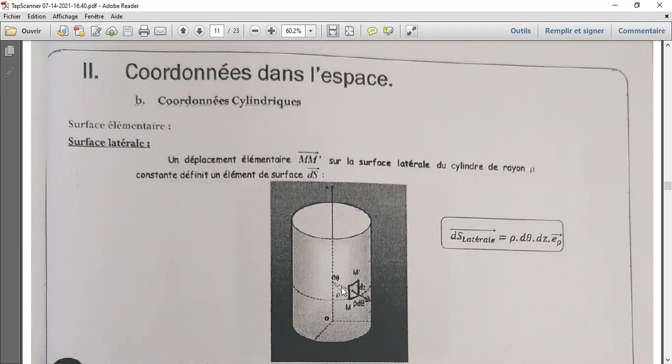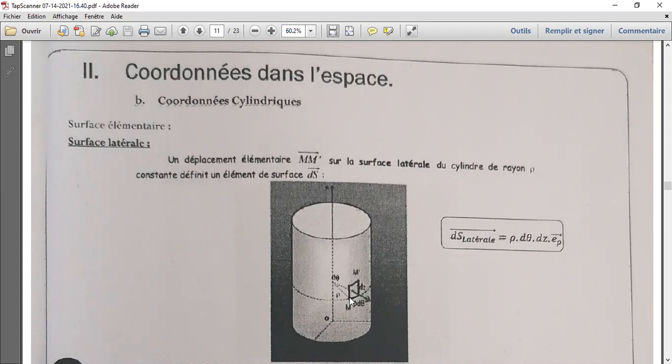If I say calculate the surface lateral, you should know that rho is constant. When I say surface lateral, what you should note is that rho is what? Constant. And when rho is constant, it means that the distance between the point O, which is here on Z, and the point M is always constant.